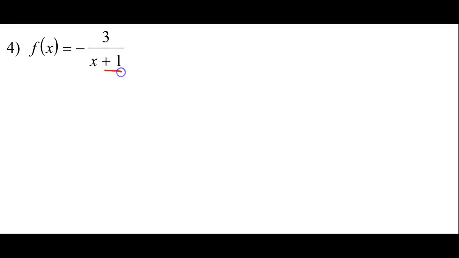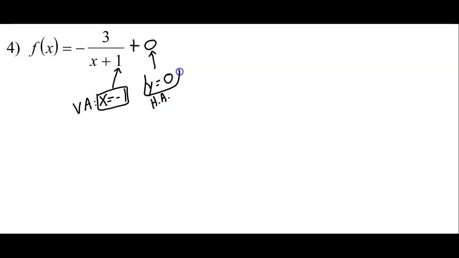Anytime you're missing this number or the number that's over here, which we are in this case, they equal 0. So for this one, we have a 0 here. My vertical asymptote is -1. My horizontal asymptote is y equals 0. All right, so we'll go ahead and graph it. My vertical is at -1. My horizontal is at 0.